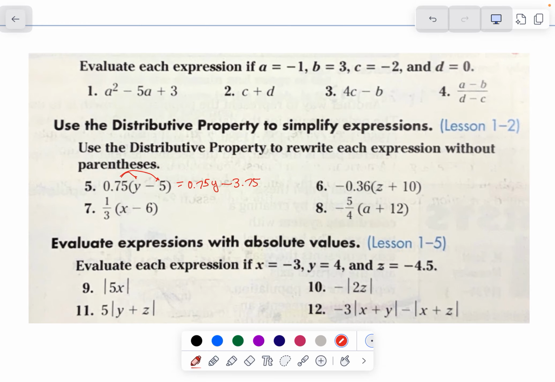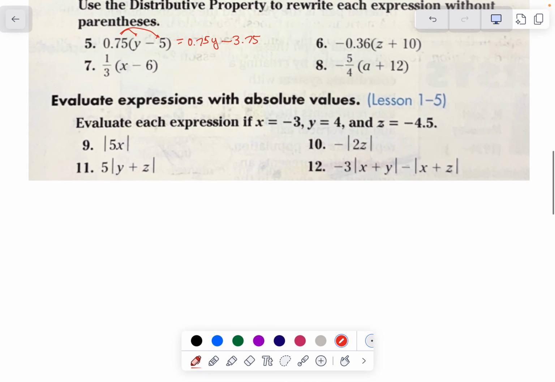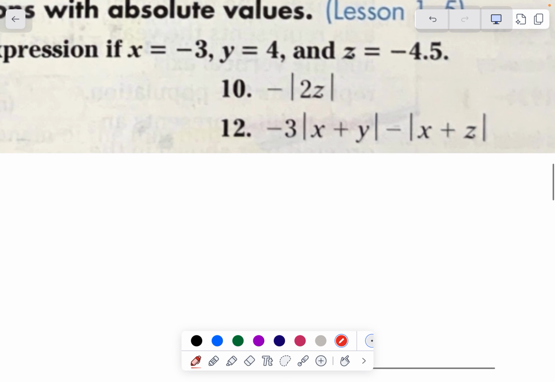And then I did want you to practice the absolute value ones, 9 through 12. So let's go ahead and do 12 together, and then you'll have the rest of class to work on these, okay? So let's do 12. We are going to need to plug in the values first because we need a number inside the absolute value before we make it positive, okay? So x is negative 3, y is 4, z is negative 4.5.